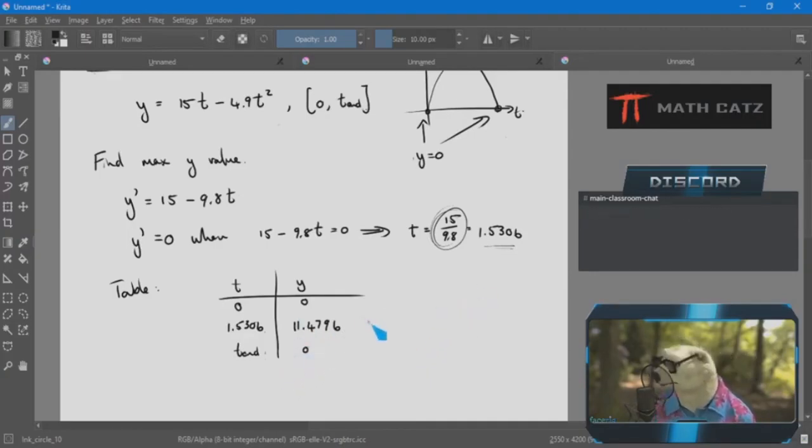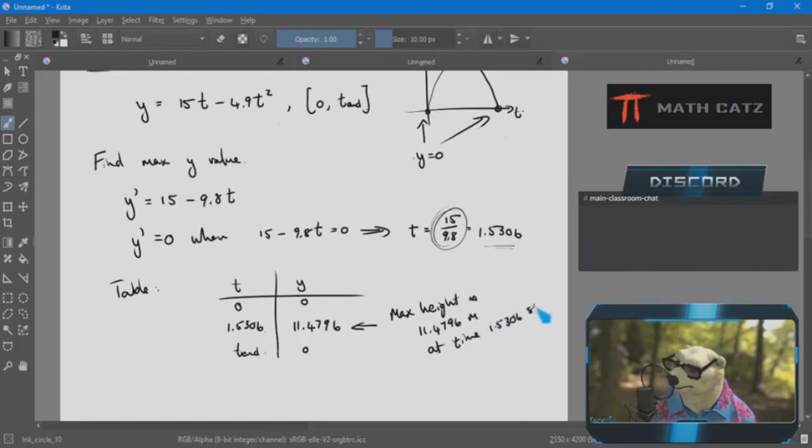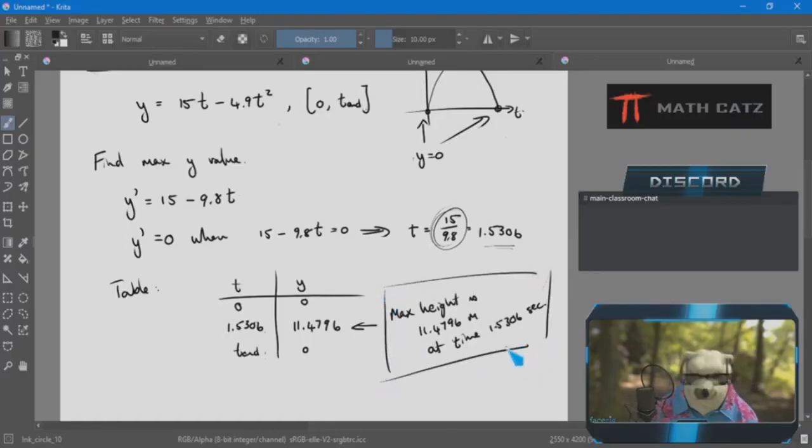All right, so I'm looking for the largest one, so clearly it's this one. So the maximum height is 11.4796 meters, and that is happening at time 1.5306 seconds. Okay, so there's my answer for the first bit. These questions can get lengthy, especially as we take our time and talk through them.